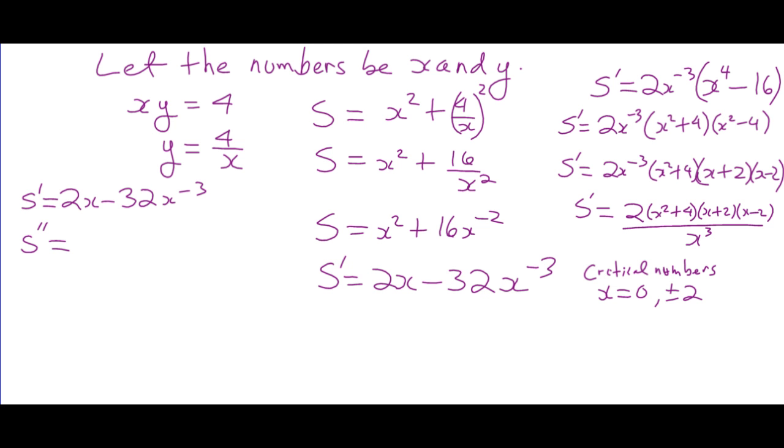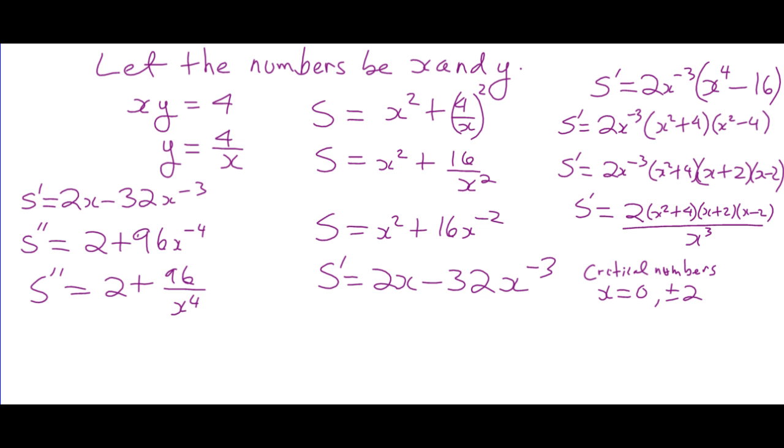So what's S double prime? You're all writing it down, I'm sure. 2. Oh, 96. 96 x to the -4. So we can just say it's 2 plus 96 over x to the 4th.